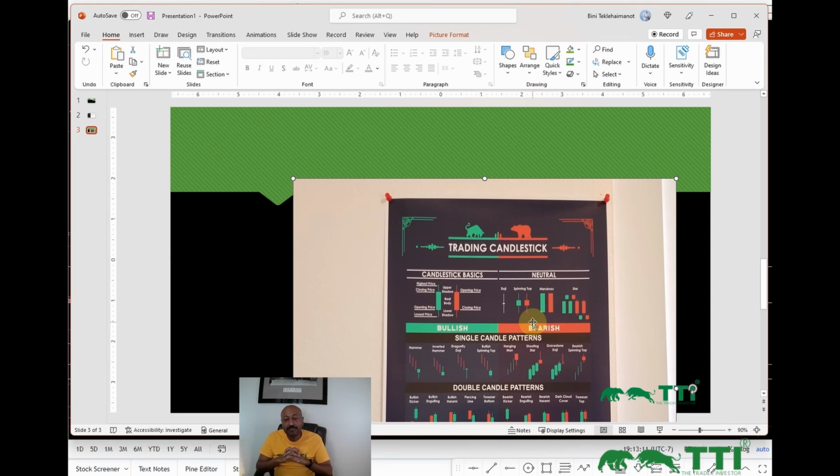Okay. There are two types of basic bars: the bullish bar and the bearish bar. The difference is where the price closes in relation to the open. If the price closes higher, it's a bullish bar. If the price closes lower, it's a bearish bar.